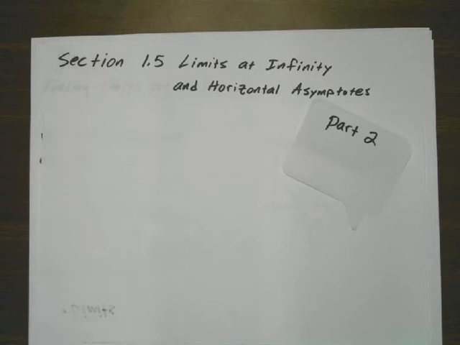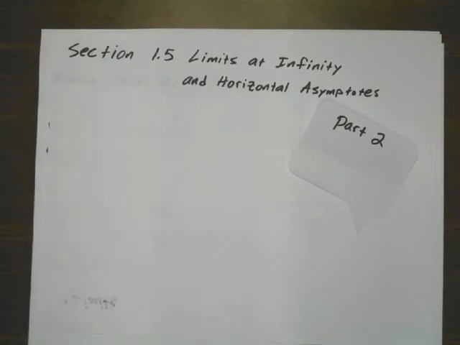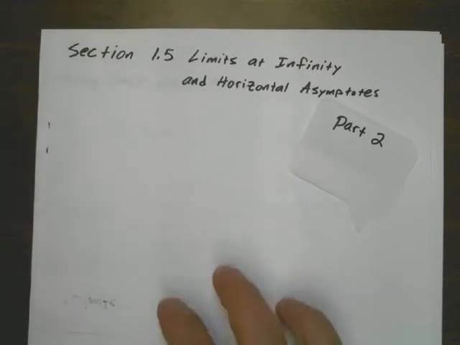This is part 2 of section 1.5. What we're going to be looking at today is limits at infinity and how to find horizontal asymptotes.